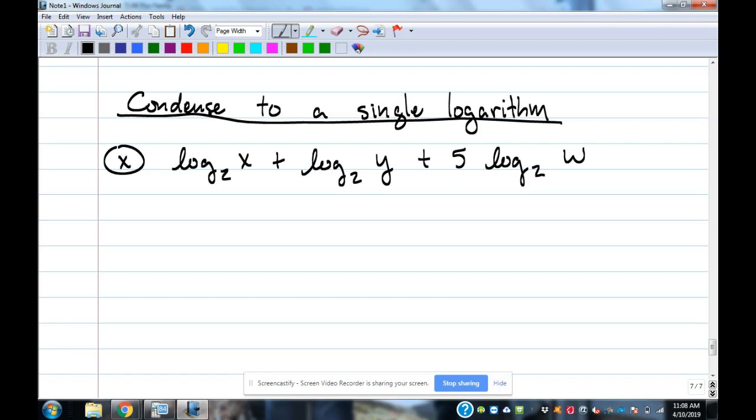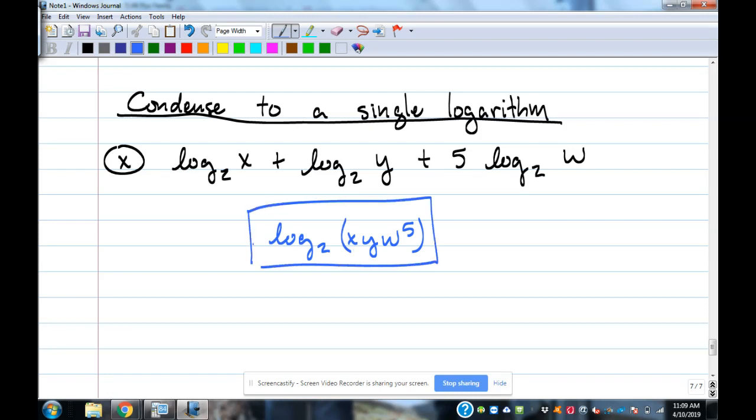Everybody's got the same log, so we know we can put it all together. So we know that we're going to have log base 2 of x times y times what? W to the 5th. Good job. And that is condensed down to a single logarithm. Very, very easy example. Okay, condensing is not hard.